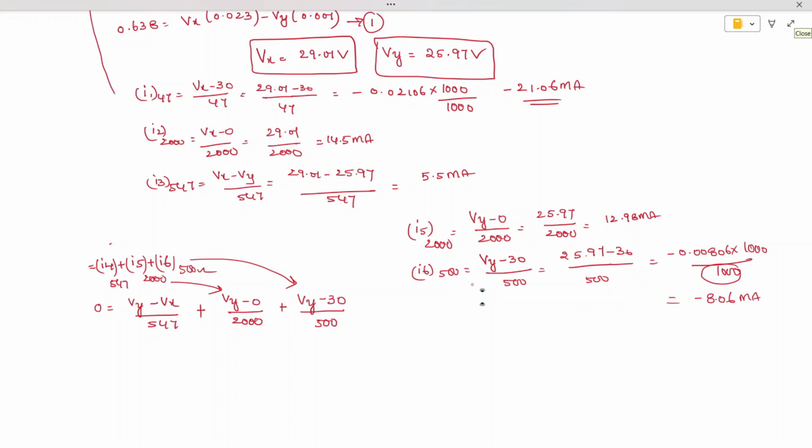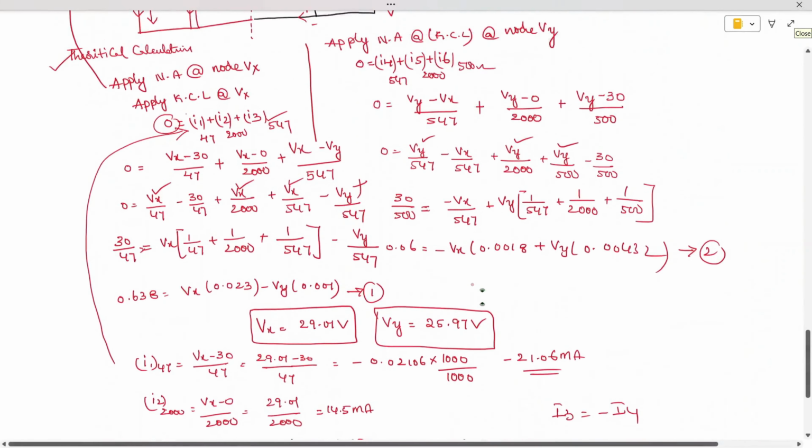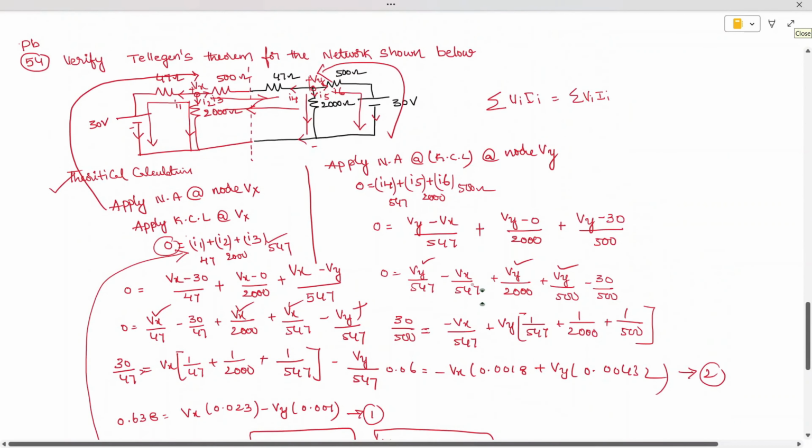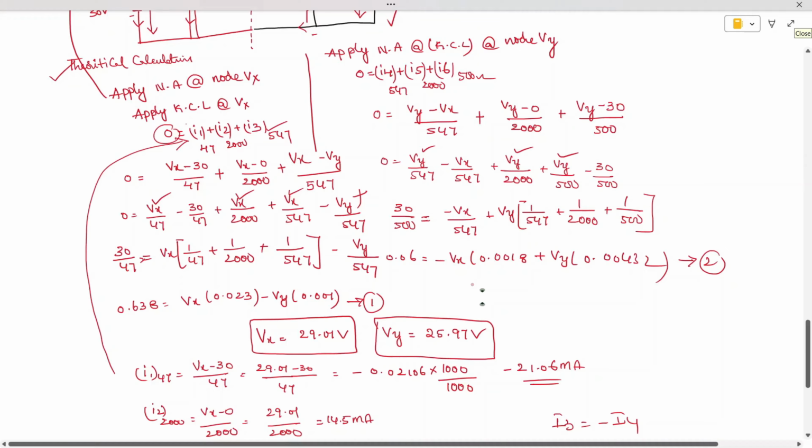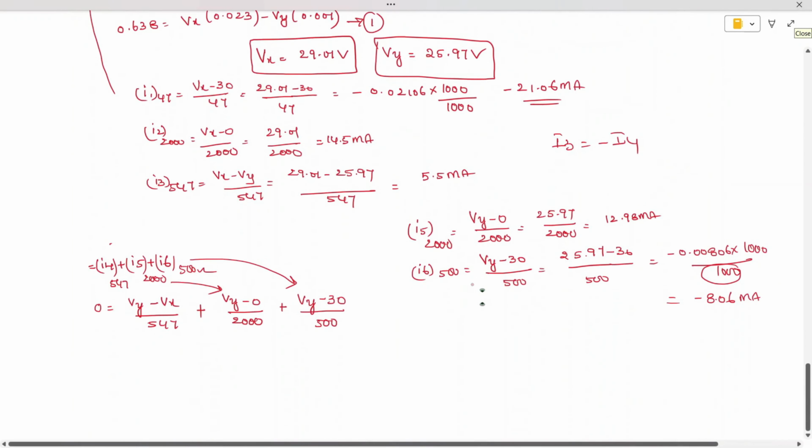So when you add I4 plus I5, I4 and I3 both are the same. What you have to understand is I3 is equal to minus I4. Here I3 is traveling in this direction, and I4 is traveling in the opposite direction. That is the clarity you need to have. So now we successfully find the currents in all the branches.